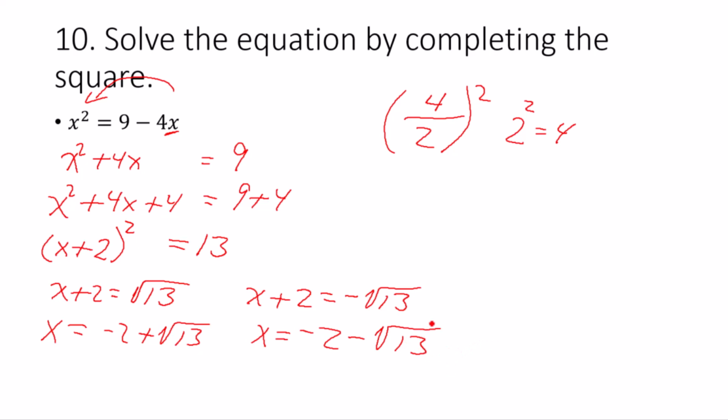Here's where the calculator comes really handy. If we look at this answer, for example, the negative 2 minus the square root of 13, we can easily put that in the calculator. We don't care what the actual number is, right now anyway. Store that in x, and type in x squared, see what you get. Then type in 9 minus 4x. See if those two answers agree. If they agree, then that is a solution. Then you check the other one very similarly.